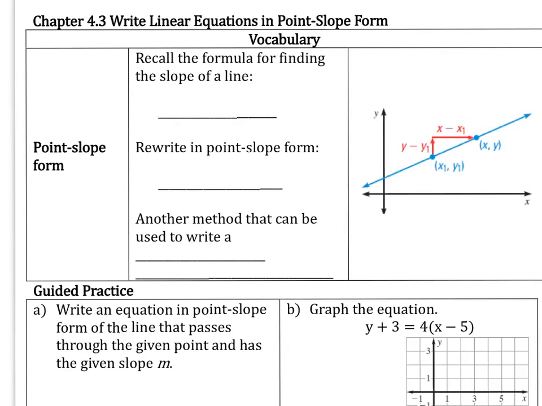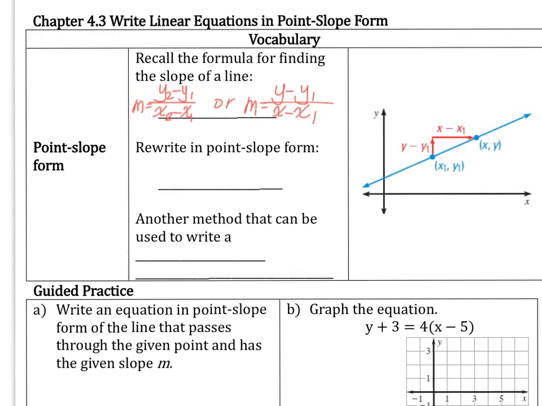4.3. In this lesson, we're going to learn about how to write linear functions in point-slope form. Recall the formula for finding the slope of a line. m equals y2 minus y1 over x2 minus x1. Or we can simply write it as m equals y minus y1 over x minus x1.